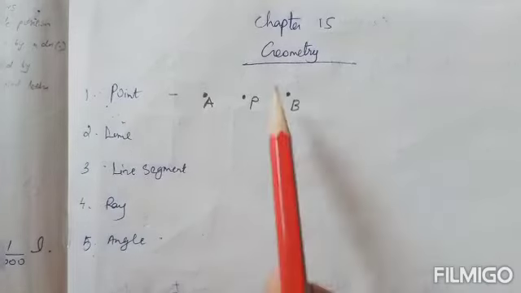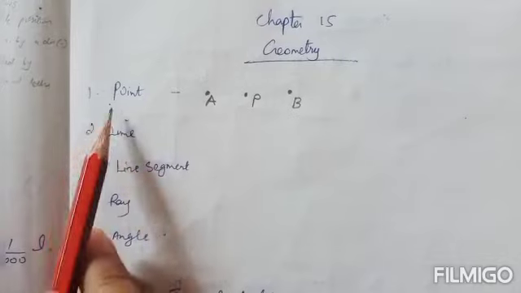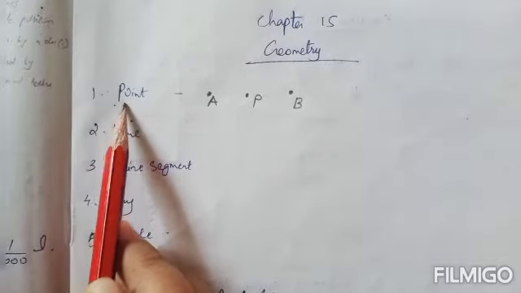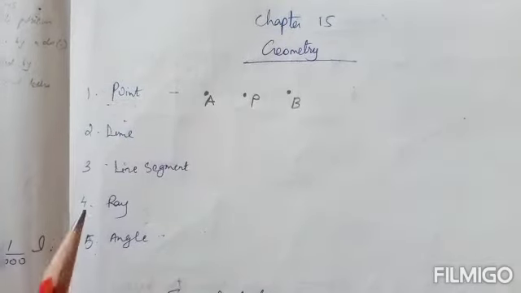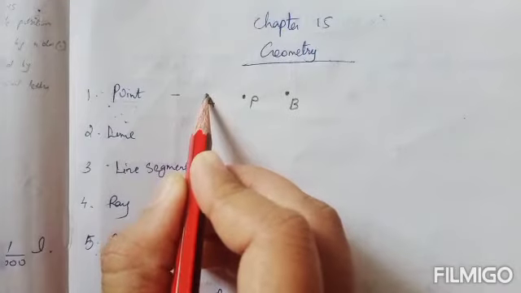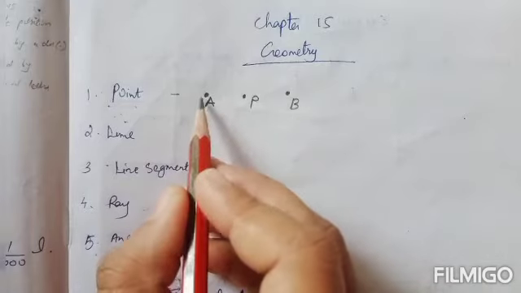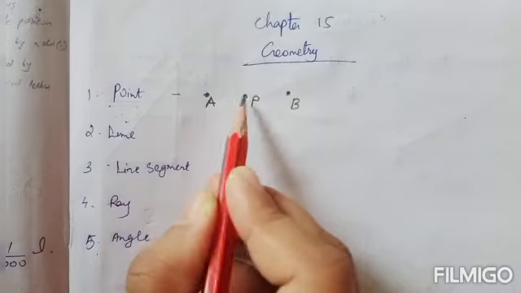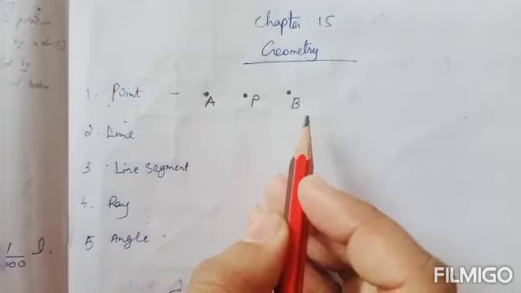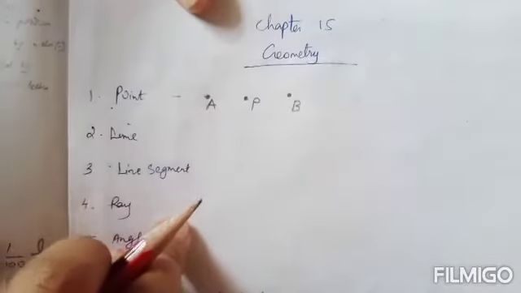So our next chapter is chapter 15, geometry. Let us study some terms related to geometry. First one, point. Point shows definite position. It is represented by a dot and it is named by capital letters. Example, we can take this is point A. This is point P. This is point B. So a dot means it is a point. It shows definite position.